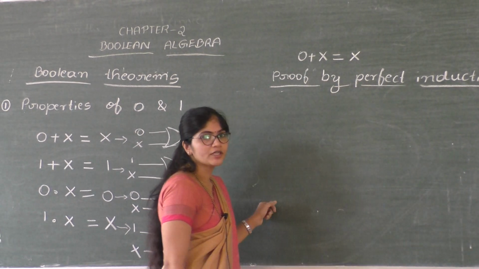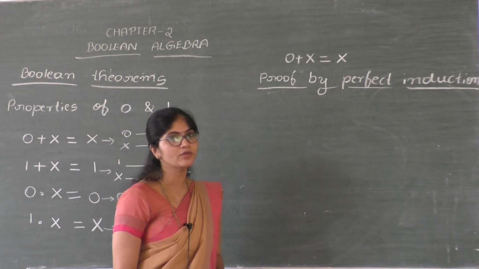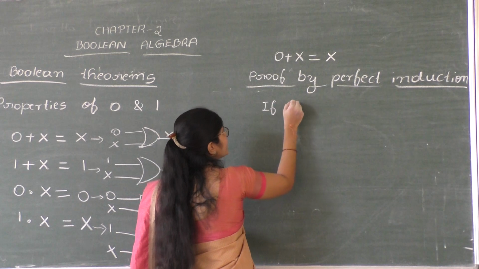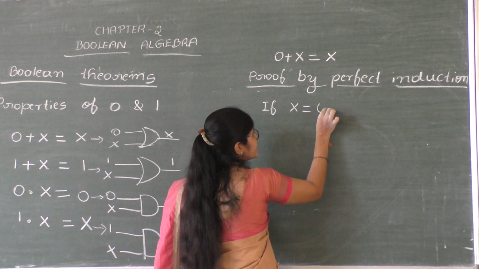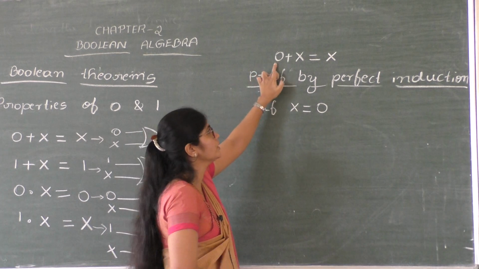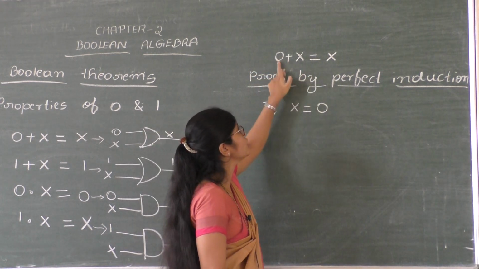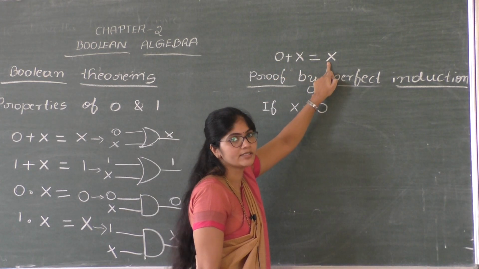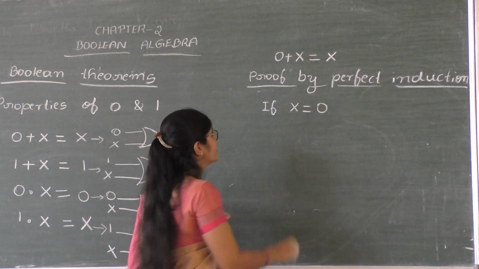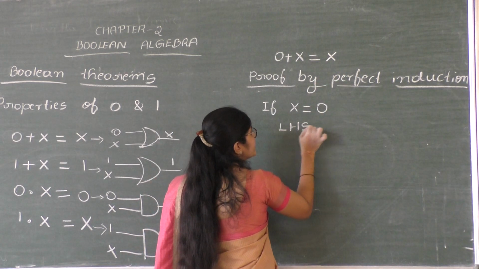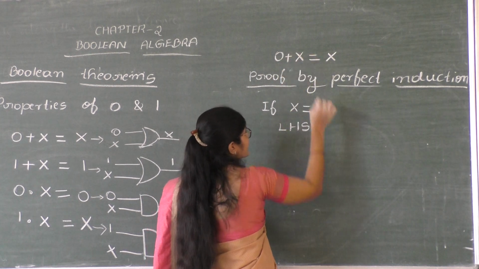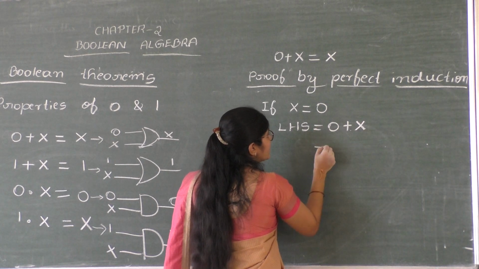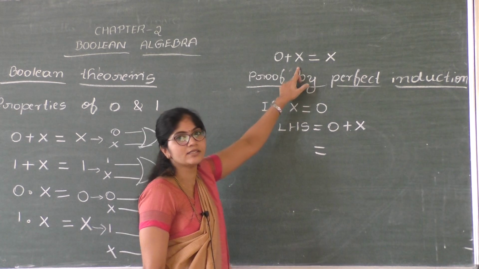In proof by perfect induction method, we are substituting the variables with 0 and 1. If x is equal to 0 in the given property, 0 plus x equal to x, 0 plus x is in the LHS, left hand side, and x is in the RHS, right hand side. If x equal to 0, LHS is equal to 0 plus x.